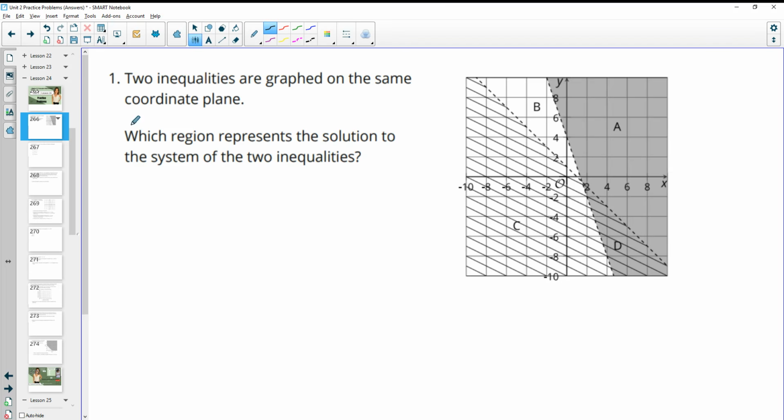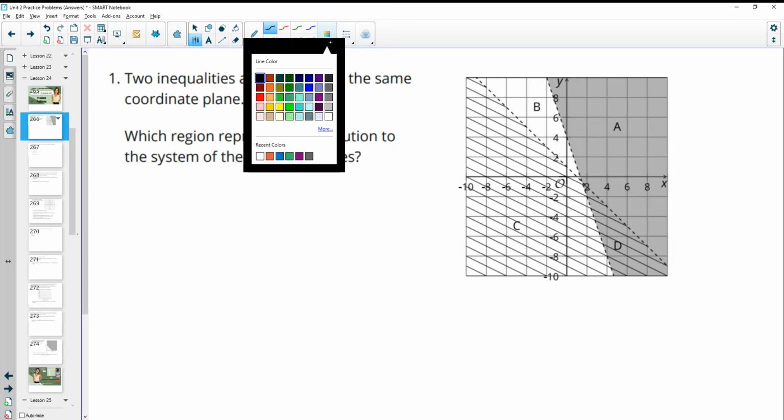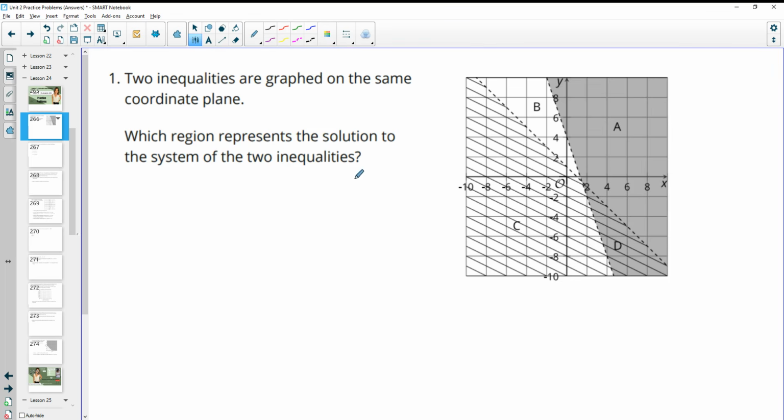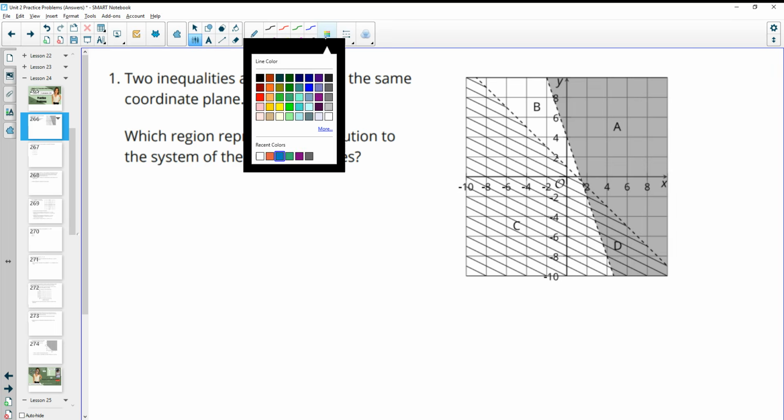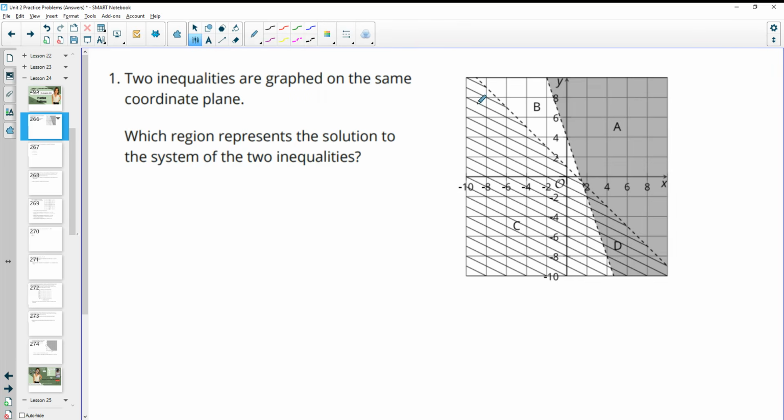Number 1 gives us two inequalities that are graphed on the same coordinate plane. Which region represents a solution to the two inequalities? And so we've got region A, B, C, or D. If it's a solution to both inequalities, so for the system, that means it's going to be where they're both shaded. So where we see these lines and this shading, that's going to be here in region D.